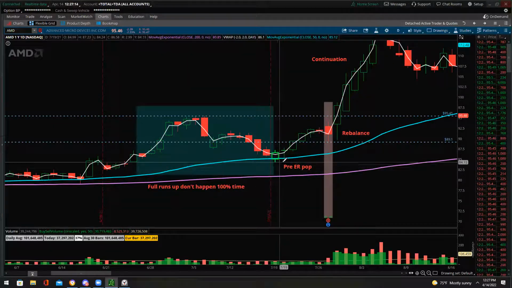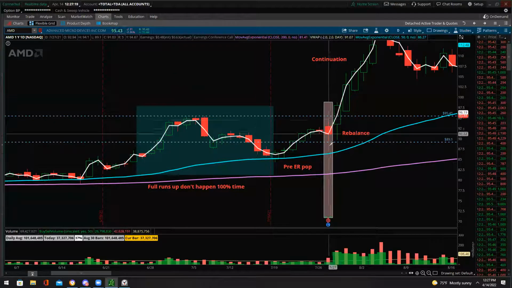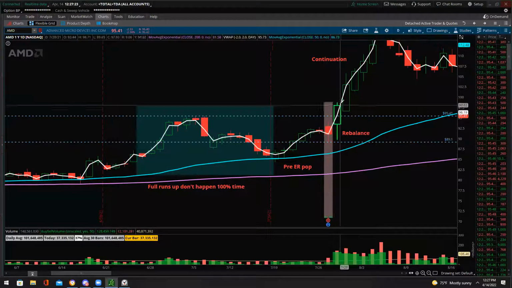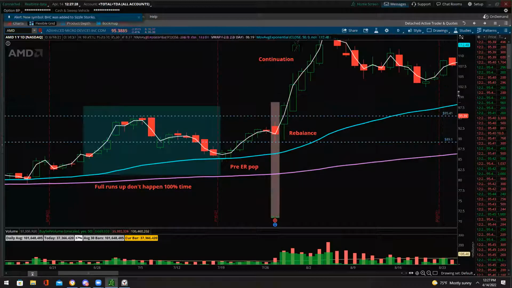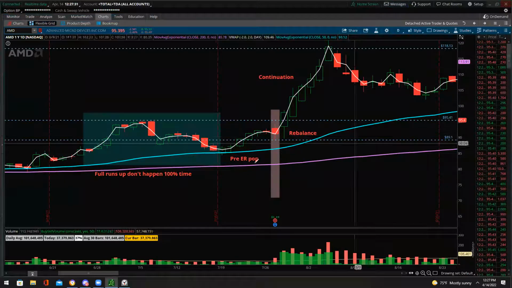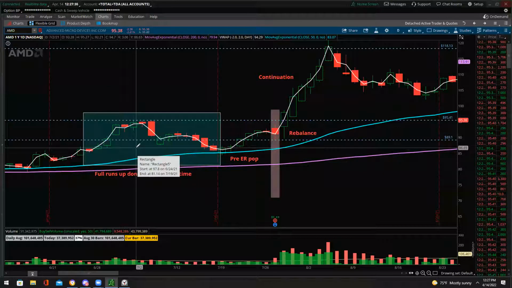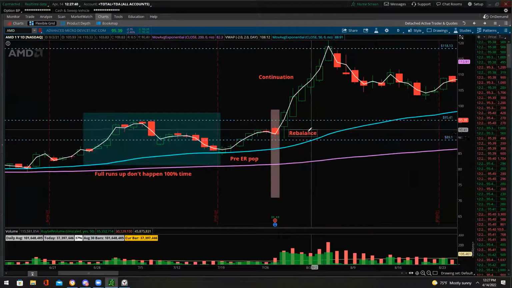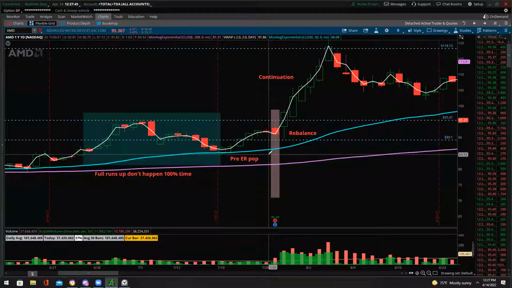Then we get that tiny little bit of a pre-earnings pop, the aggressive pop before the earnings rebalancing period, which was right here. Now, this one didn't consolidate. This one just popped the next day, right? So this is something you want to be aware of. It doesn't 100% of the time have to be pre-earnings run-ups, and it doesn't 100% of the time have to consolidate a couple of days after. It can just pop immediately, right? So these types of scenarios happen very, very often.